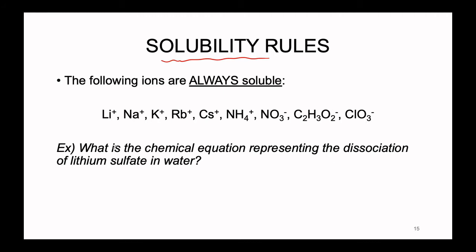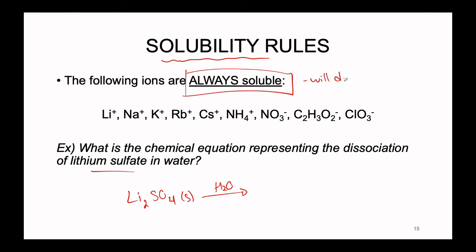So for example, if we were to predict whether or not lithium sulfate will dissolve in water, the way that we determine this, at least with the first rule we have seen so far, is we write out the chemical formula for lithium sulfate: 2 lithiums with a plus charge for every sulfate that has a 2 minus charge, in solid form. We add it to water, and what we have to ask then is, will this thing dissolve? If it does not dissolve, we see no reaction. If it does dissolve, we will see the lithium and the sulfate separate. If your ionic compound contains something that is on the always soluble list, it will dissolve for sure.